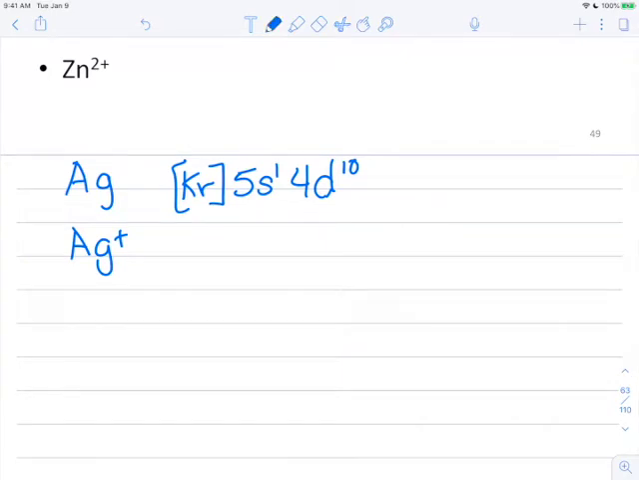All right, next up, we need silver plus. So anyone want to bravely type in what they think the configuration for Ag plus is? It does start with chromium, and then what comes next?